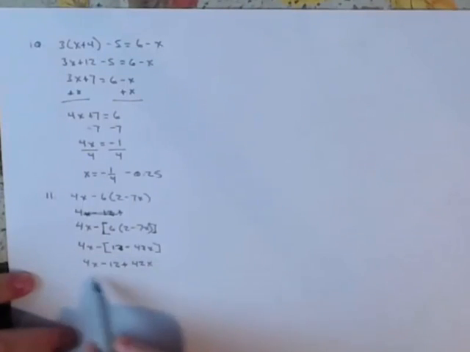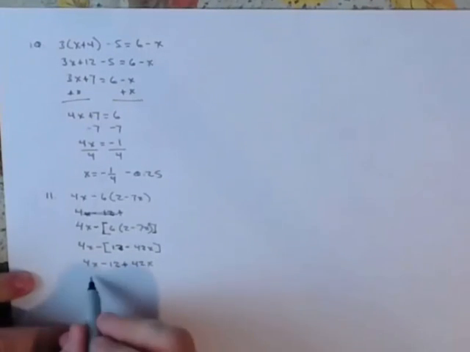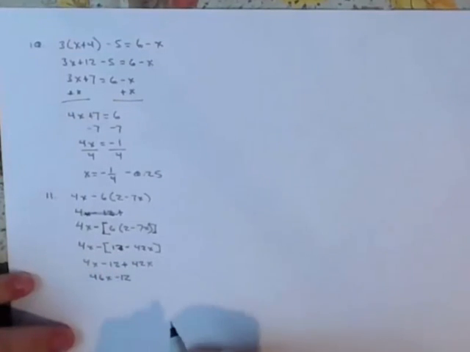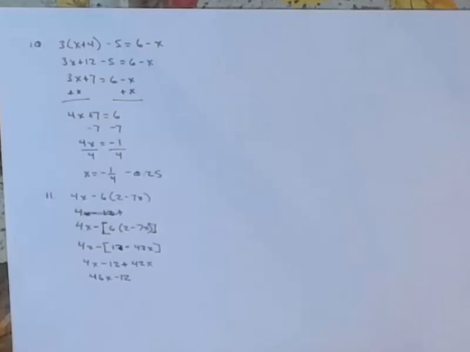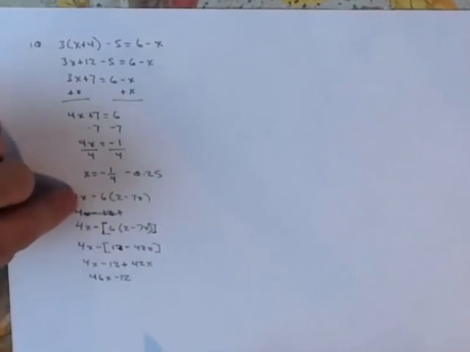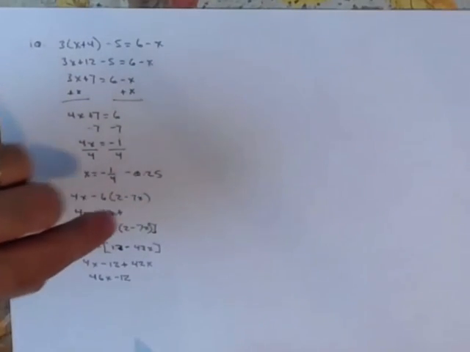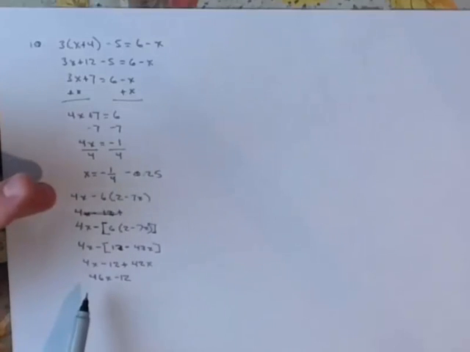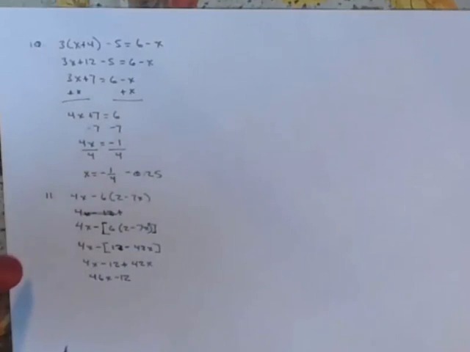Now I'll go through and continue to combine like terms, and the like terms I have here are 4x and 42x. When I bring those together, it's going to be 46x minus 12. And I have no other like terms left. I've simplified it down. So 4x minus 6 times the quantity 2 minus 7x simplifies to 46x minus 12. These both have the same value. They're just different ways of writing the same thing, this one being much simpler.